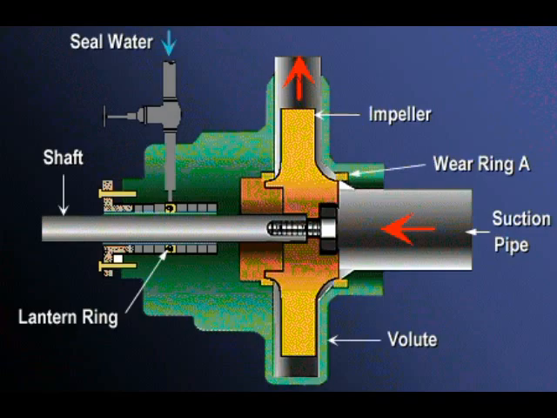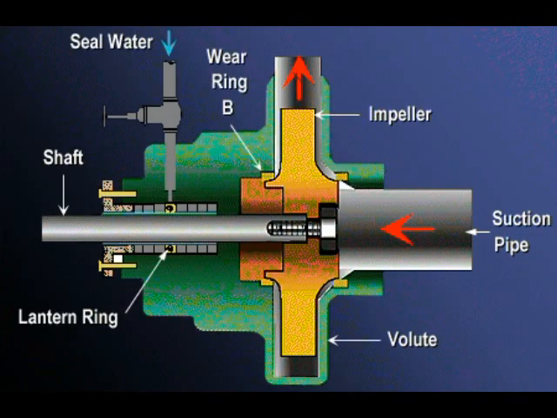Sometimes there is only one wear ring, located on the suction side of the volute casing, labeled Wear Ring A in this diagram. There may also be a wear ring on the head end of the volute casing, labeled in this diagram as Wear Ring B. These two wear rings may be made of the same metal but different alloys. Wear ring B should be the harder alloy.